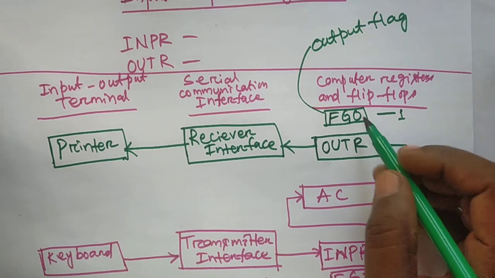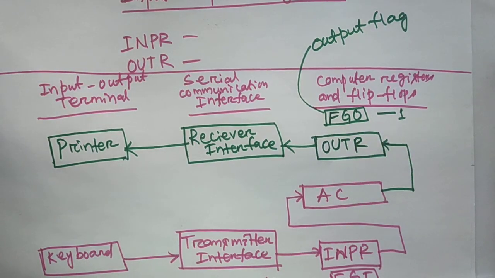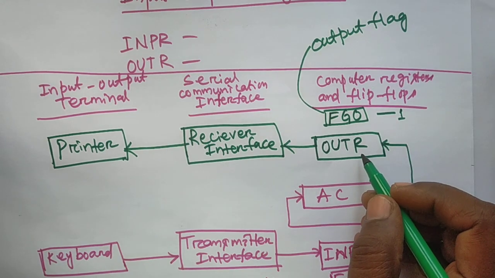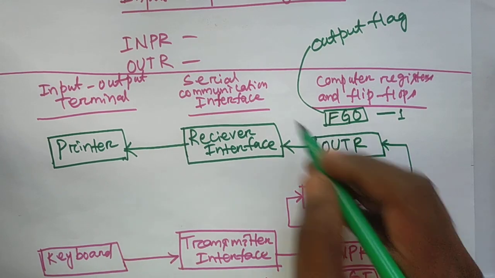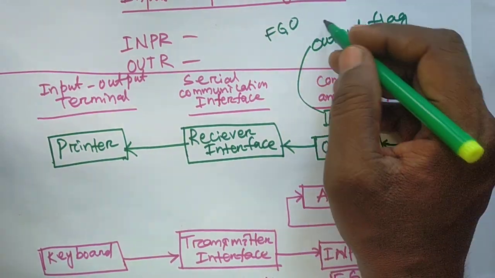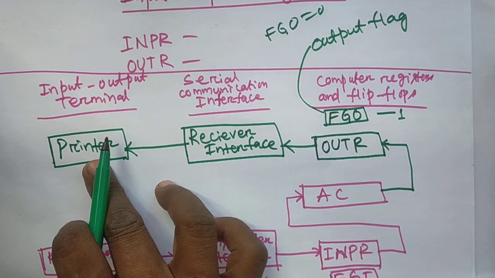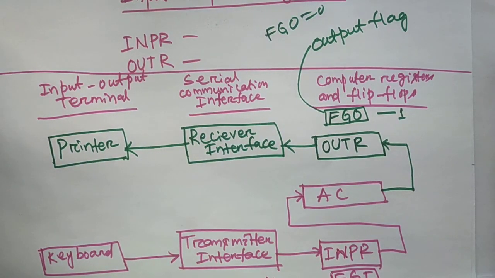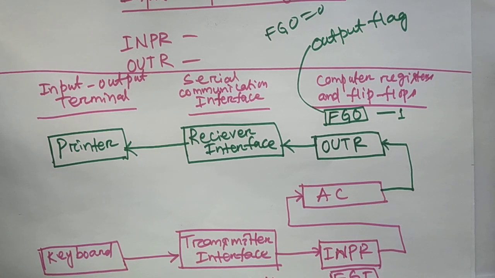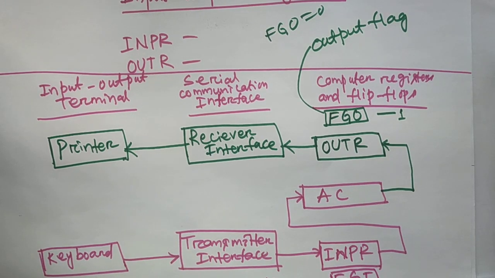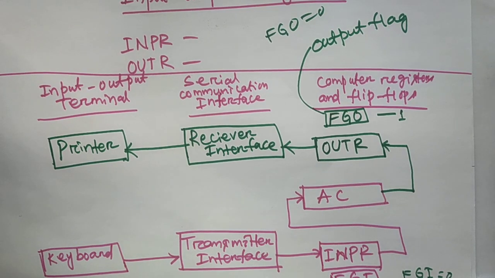For that reason, if FGO is 1, then the output register will be active, and in that case it can send the data. If FGO is equal to 0, the output flag is 0, so it cannot send the data to the printer. Similarly, if FGI is equal to 1, it can send the data to the accumulator, or receive the data from the keyboard. If FGI is 0, then it cannot receive the data from the keyboard or send it to the accumulator. These are the basic concepts of input output configuration.